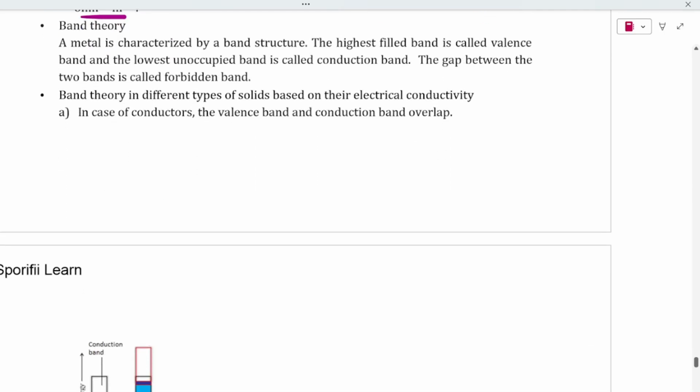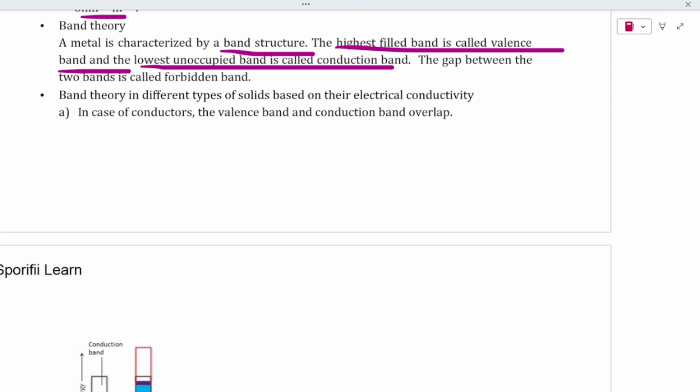Next important concept is band theory. A metal is characterized by a band structure. The highest filled band is called the valence band, and the lowest unoccupied band is called the conduction band. The gap between them both is called the forbidden band. Okay, let's understand.